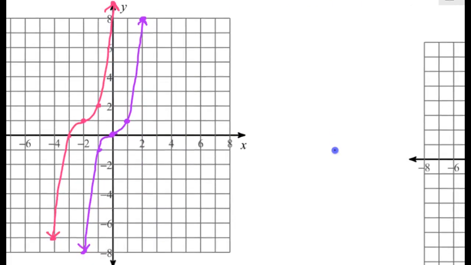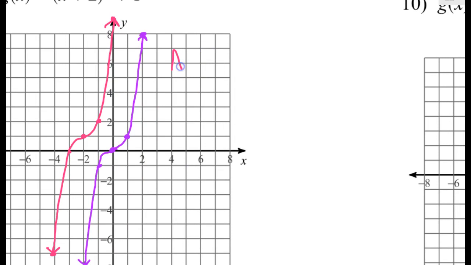Okay, now let's talk about the end behavior. First, the left, as x approaches negative infinity. What's the function doing? On the left, it's falling, falling, falling. So it's approaching negative infinity.